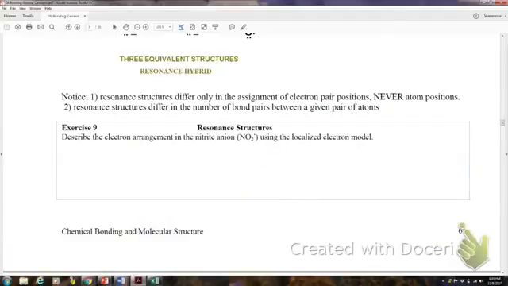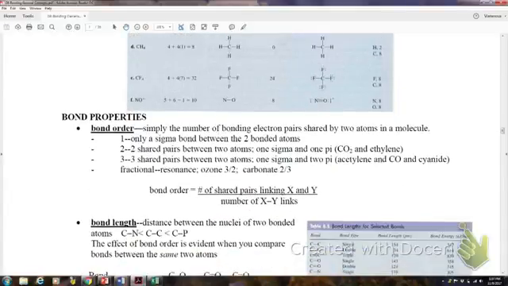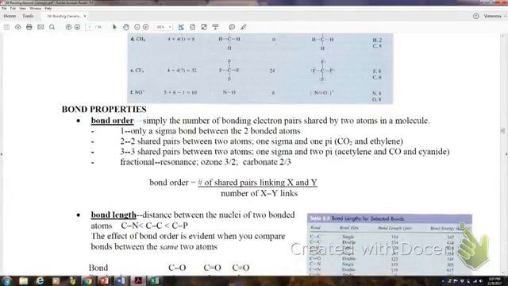Okay? So that brings us, this is a quick, I'm going to do this very quickly. This is not supposed to be here. That's in the wrong spot, so don't worry about that chart. Okay? Here's where we were talking about bond order just a few minutes ago.